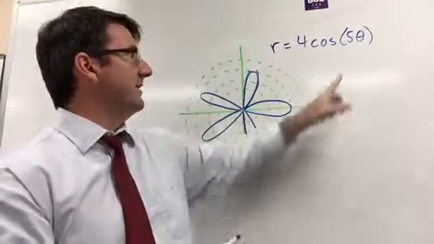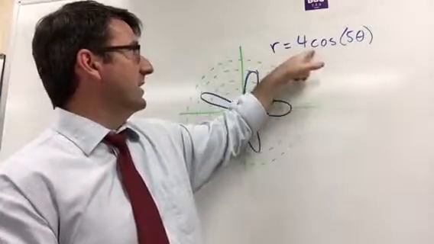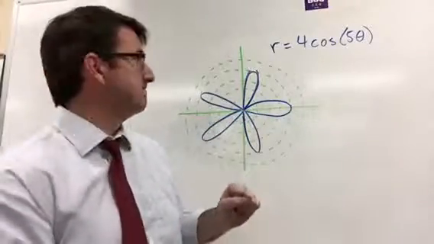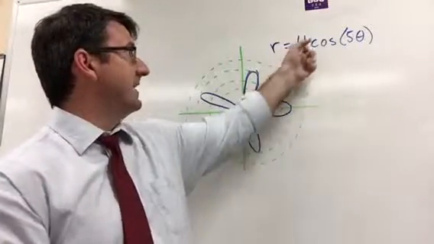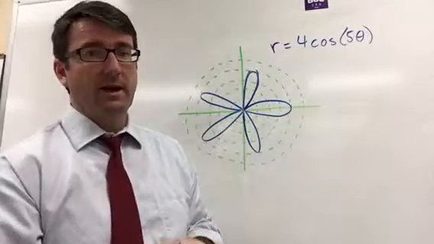The things to remember on this: the 5 is going to tell us the number of petals. It's cosine, and so it's going to be symmetrical across the x-axis, and the petals are each going to be 4 units long out from the center.